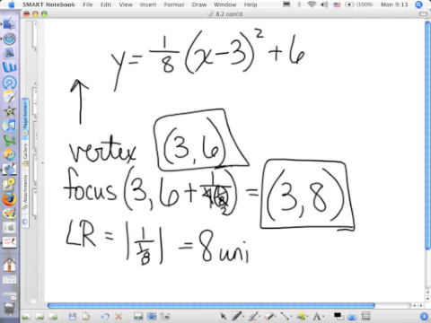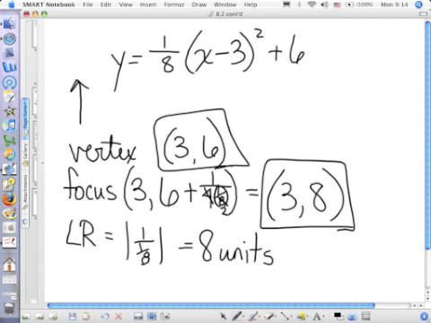Will it always be the same number? No, it won't always be the same number. It just so happened we were adding 2 to 6, so we got 8. I think it's just a coincidence.